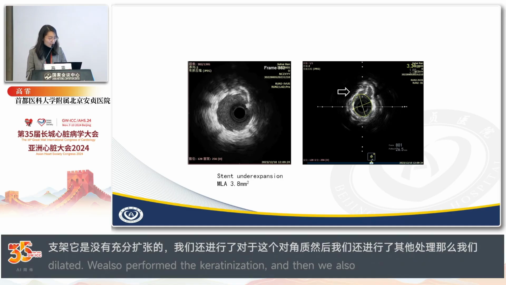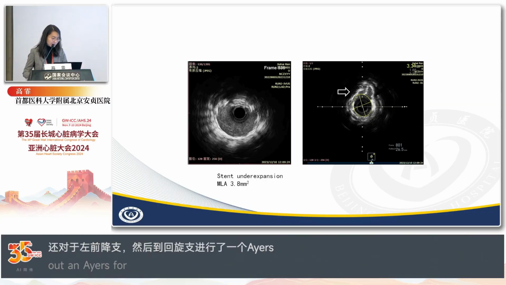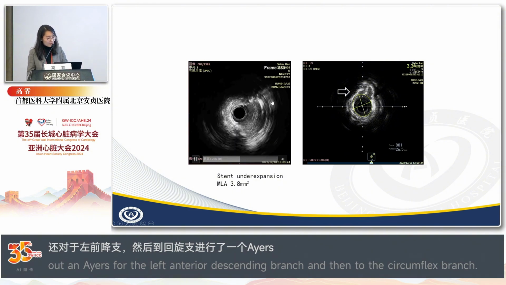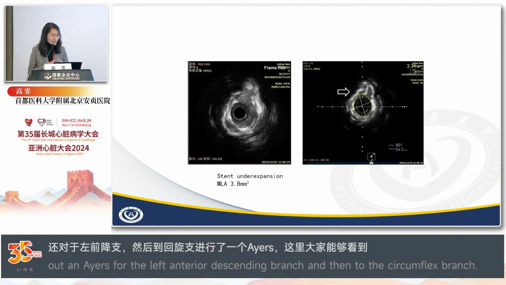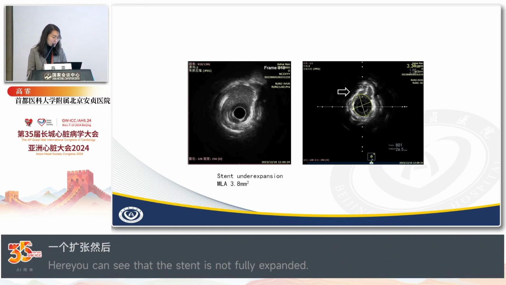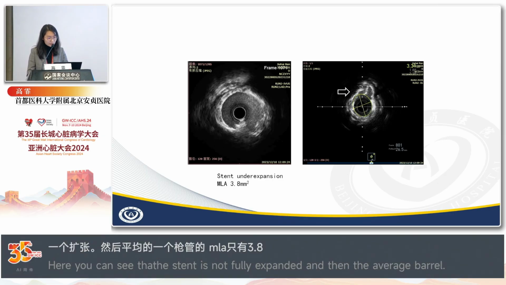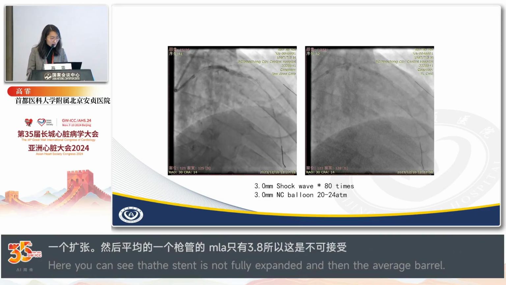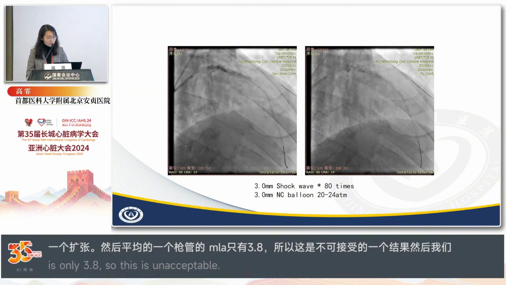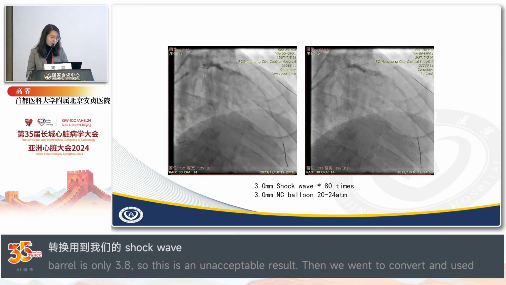But here we can see at the proximal LAD, the stent was not fully expanded. The minimum lumen area is only 3.8 square millimeters, and it's the proximal LAD, so the result is not acceptable. Then we exchanged to use a shockwave balloon to perform a post-stent dilation.